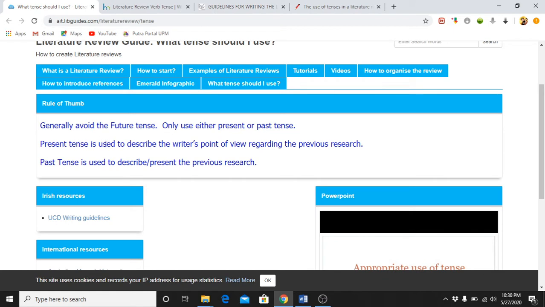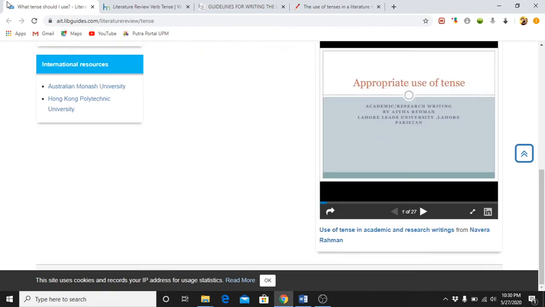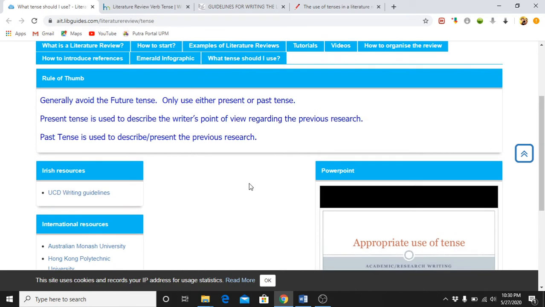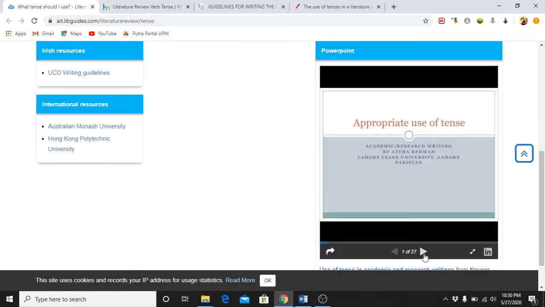So the present tense is used to describe the writer's point of view. For example, the writer thinks, the writer claims. So you can use present tense regarding their previous research. The past tense is used to describe the previous research. For example, you can say that the author reported, the author synthesized, and so on. You can see more detailed explanation in the slideshow given.